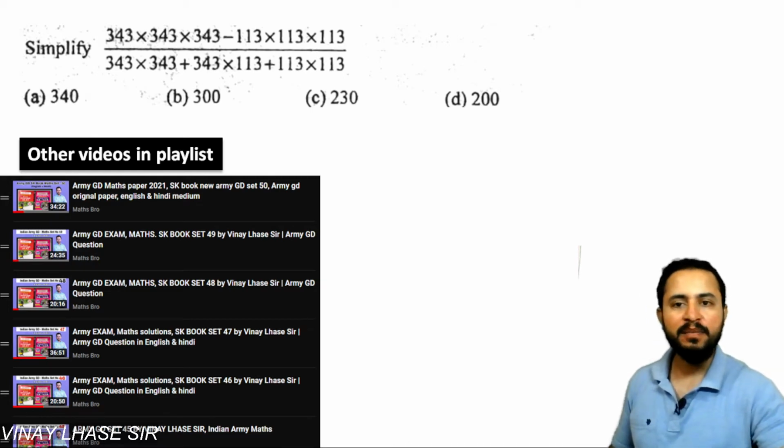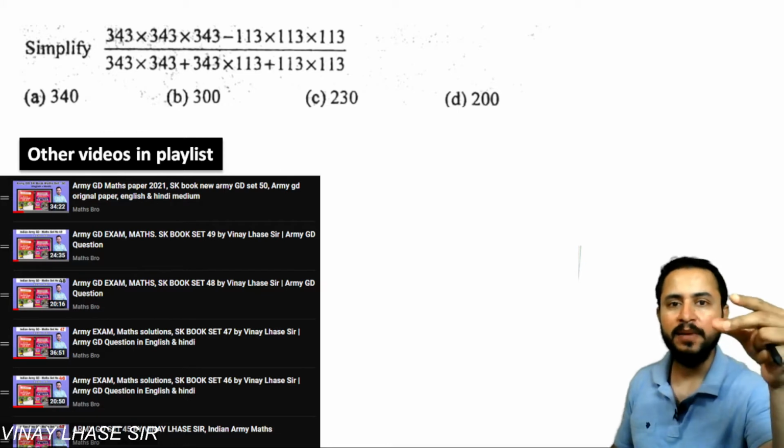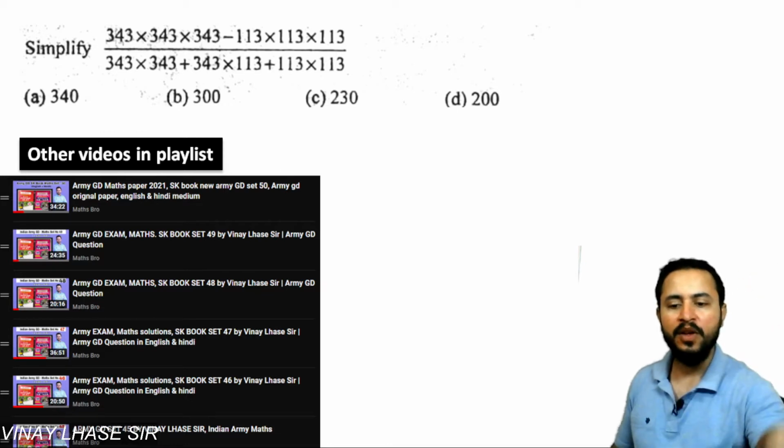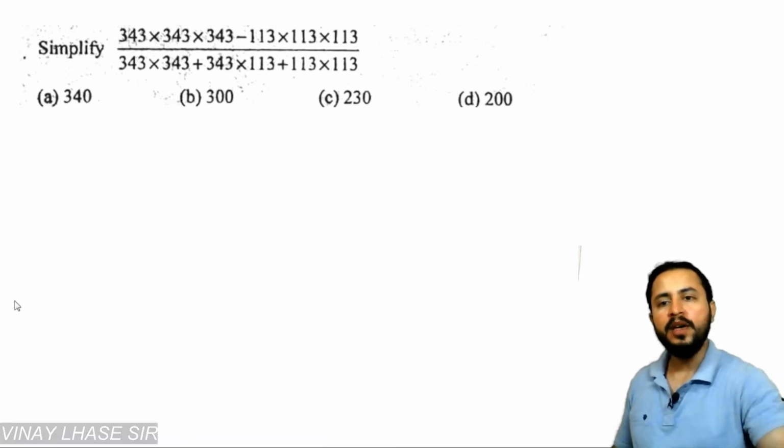So question number one basically is about algebraic identities. 343 into 343 into 343 minus 113 113 113. This type of question you should not multiply, but you should write something. What you have to write? So let's begin this question. So yahan pe aapko karna kya hai?